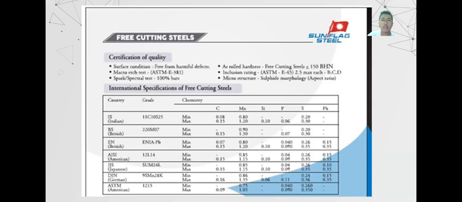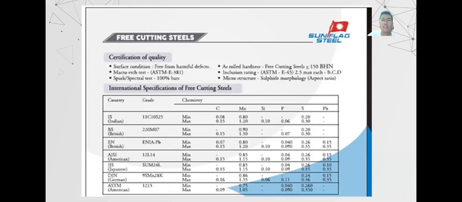And this is an example of pre-cutting steel product from some plate steel industry that have certification of quality listed here, such as inclusion rating, microstructure, and others. There are also international specifications of pre-cutting steel from several countries. That is IS from India, BS from British, AISI from American, JIS from Japanese, DIN from German, and ASTM from American.